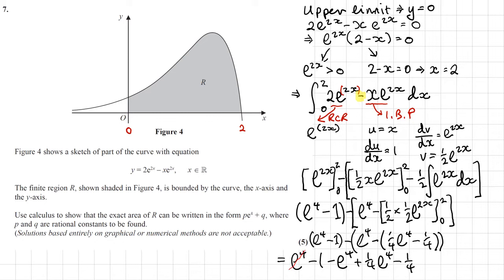So this e to the 4, that negative e to the 4 cancel out, and that will leave me with a quarter e to the 4. That's this bit here. And then we've got negative 1 minus a quarter, so that's minus 5 over 4. So that's the form that they wanted it in. So that would give us p equal to a quarter, and q equal to negative 5 over 4. So p is a quarter, q is equal to negative 5 over 4. So let's just highlight those.